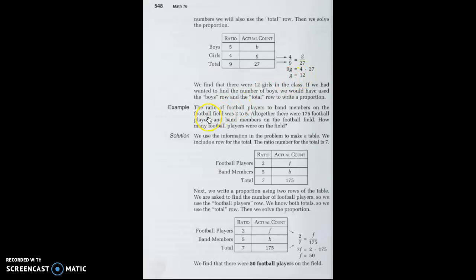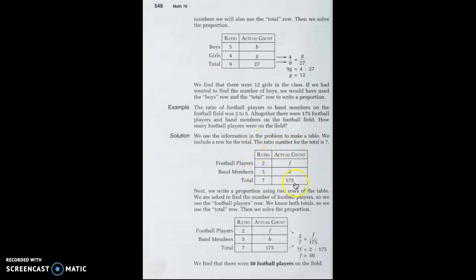All right, so let's look at this one right here. And this one is the same as your textbook. It says the ratio of football players to band members on the football field was 2 to 5. So altogether there were 175 football players and band members on the football field. Well, if you take this ratio right here, we know that there are 2 football players to 5 band members, which is a total of 7 altogether. So now the question is, how many football players were on the field?